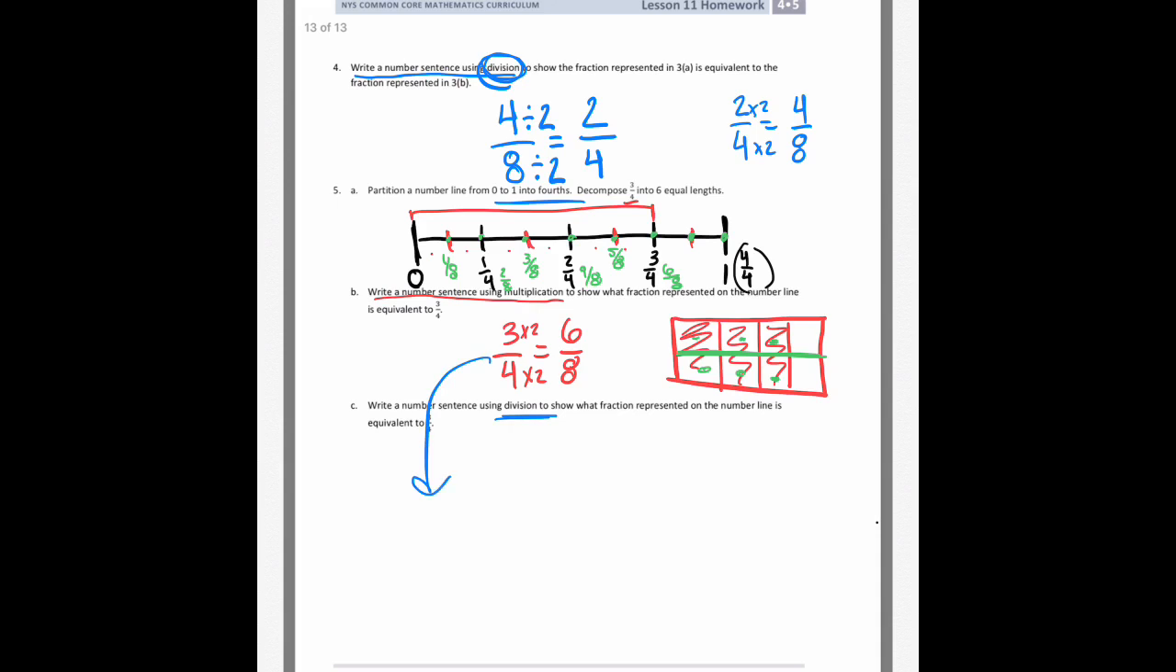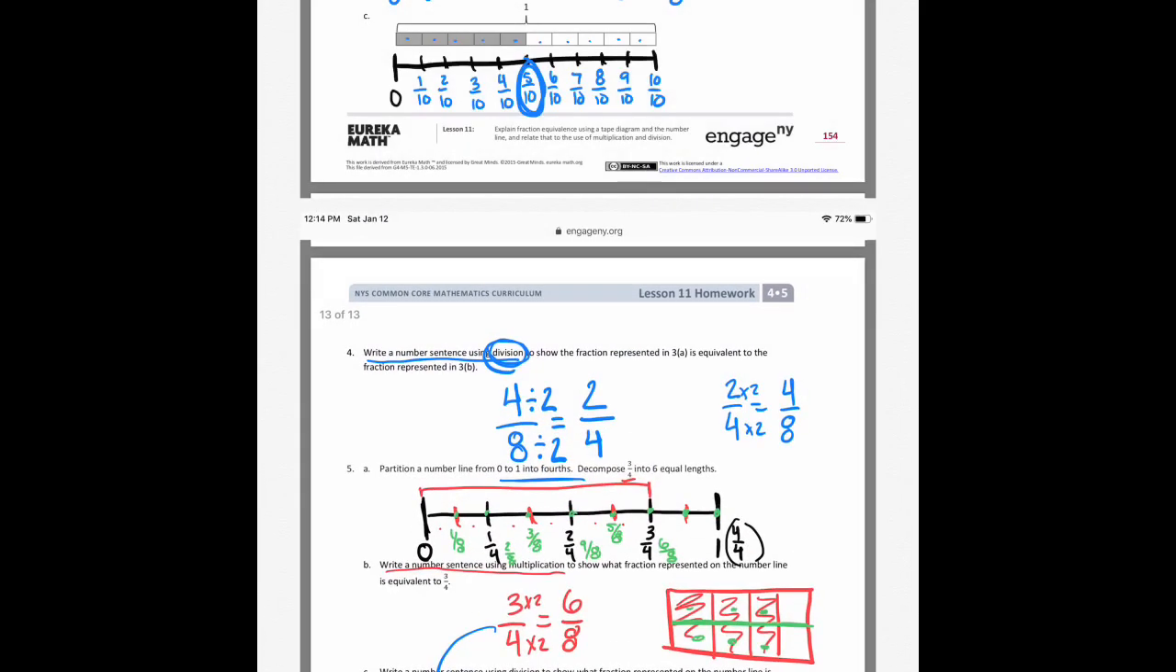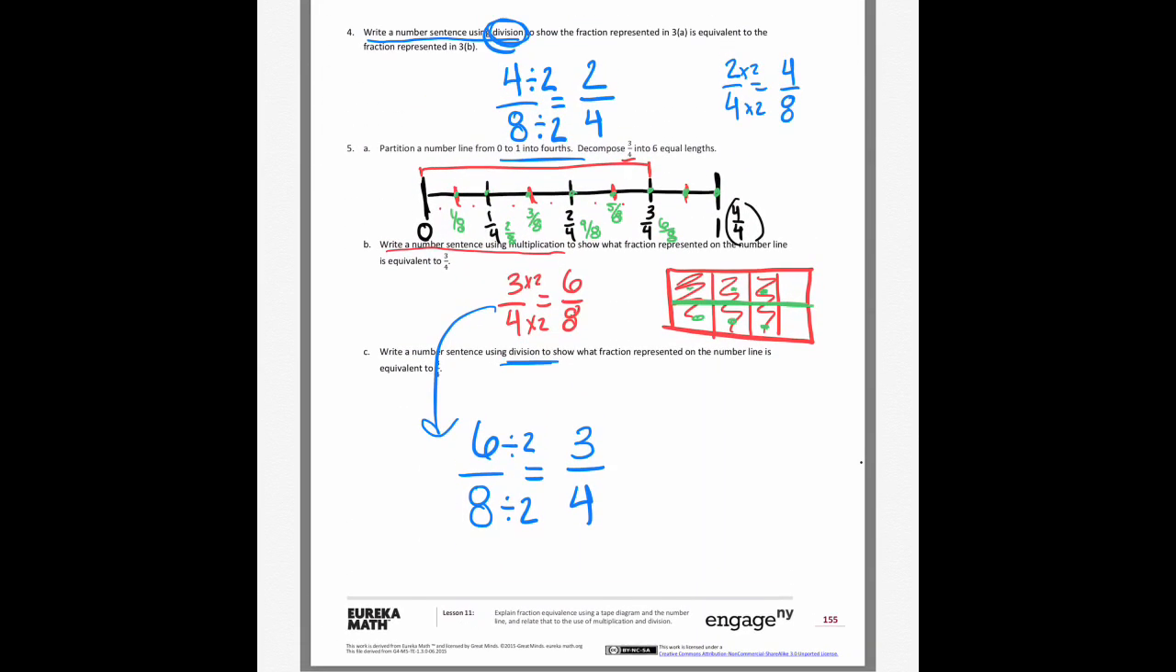Okay, and now they're asking me to do the same, show how 6/8 and 3/4 are equivalent again, but use division. And so really it's the same thing, except now I'm going to say 6 divided by 2 and 8 divided by 2. So if it's going from the bigger denominator to the smaller, we're going to divide.